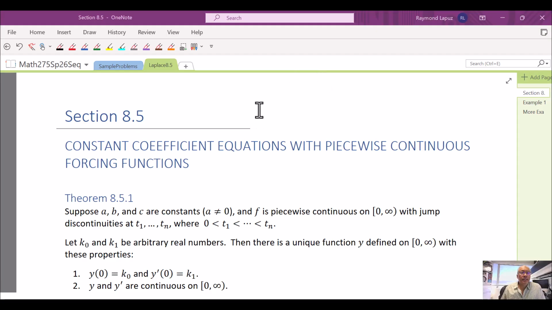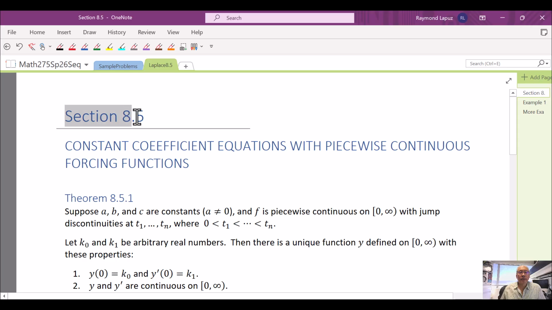Anyways, I'm recording this because this would have been part of the lesson that we would have gone through. But I thought maybe if you have it recorded, then you'd have it along with your notes. So this is going over section 8.5.